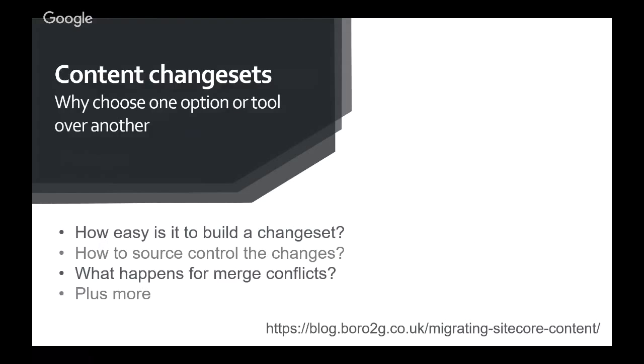The sorts of things we use to decide which approach we would take hinge on a few criteria. How easy is it to build up the change set you're dealing with? You might find Sitecore packages give you everything you need. That does work, but they're a bit of a pain to build. They're a bit of a pain to remember which ones you've installed in different places, and source control and that sort of thing. What happens when merge conflicts happen? If anyone understands the different drop-down options you get when you install them, then you probably are a Sitecore guru, I think. It's voodoo, some of it, in my opinion.